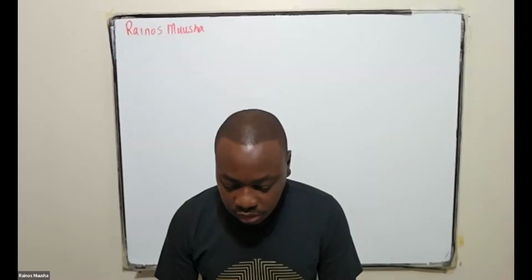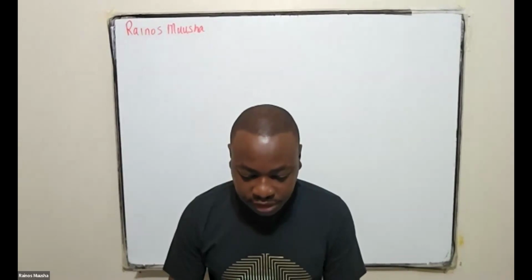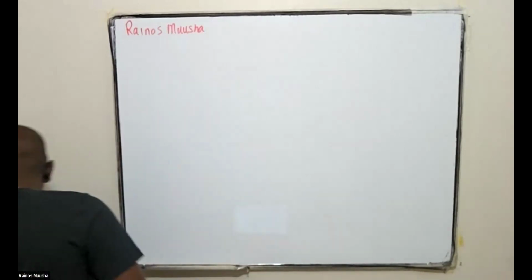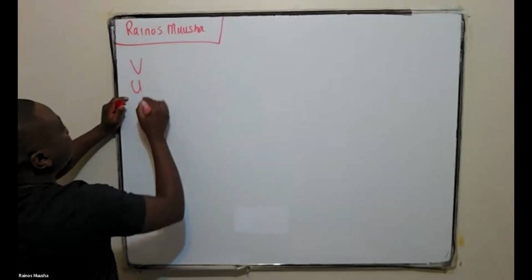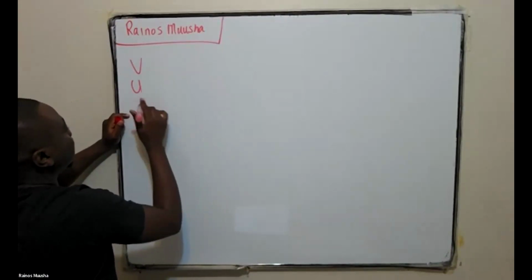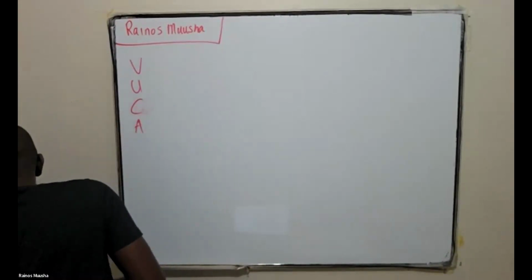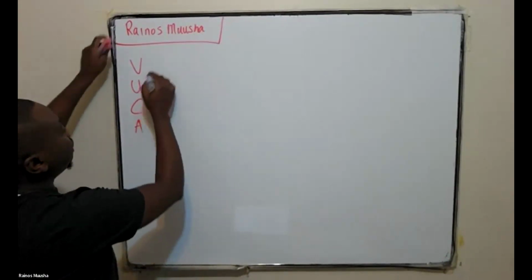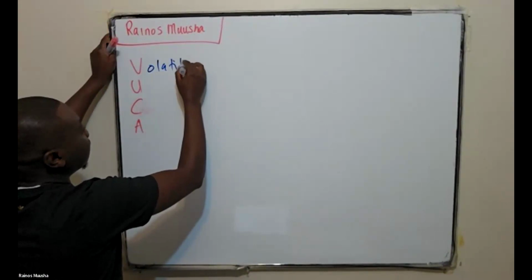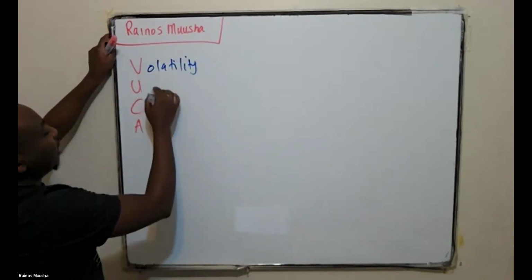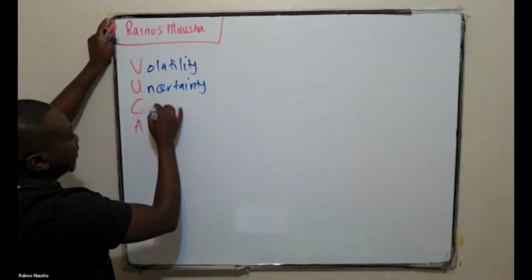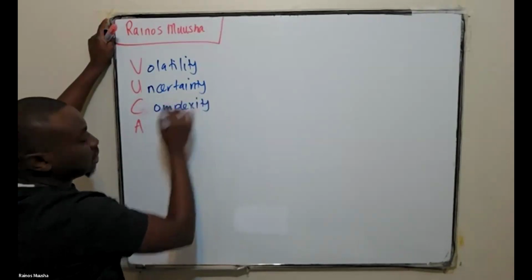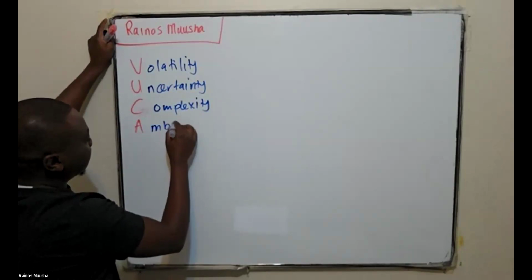So when it comes to the acronym VUCA, VUCA basically stands for a situation with the characteristics of volatility, uncertainty, complexity, as well as ambiguity.